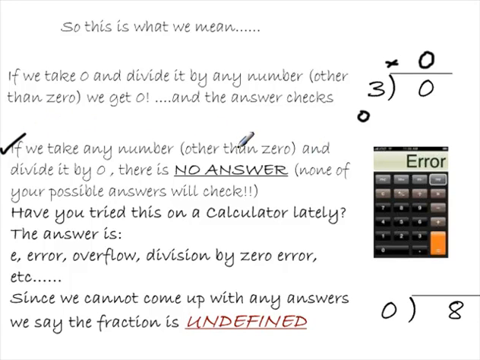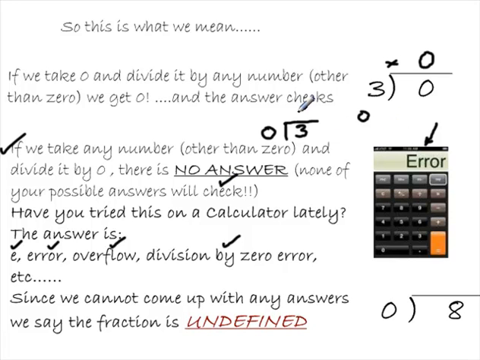Now, if we take any number other than 0 and divide it by 0, for example, if we took something like 3 and divided it by 0, we'd wind up with this in our calculator. You've seen this before: error, sometimes you see E depending upon the calculator, error, overflow, division by 0 error. Something is not right, okay? And that's because there is no answer here. There's absolutely no possible answer.